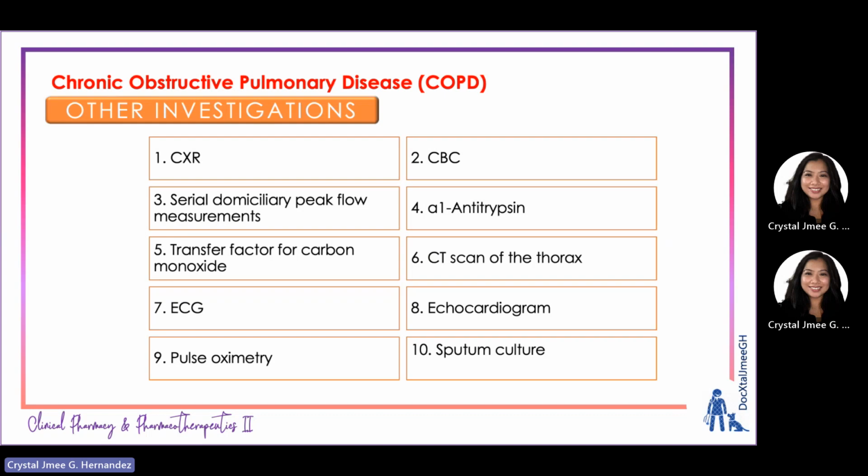Number 9, pulse oximetry. This is to assess the need for oxygen therapy, especially if cyanosis or cor pulmonale is present, or if the forced expiratory volume is less than 50% of the predicted value. And last but not the least is sputum culture. Remember, we have to consider some infections such as tuberculosis. And of course, assessment of the sputum would give us data if we are really considering COPD, and to address the source of the purulence and presence of mucus production.